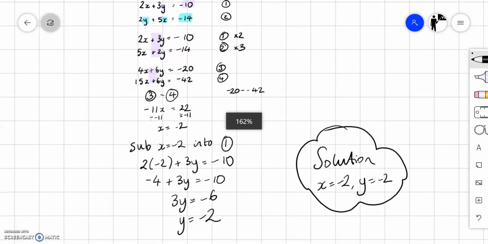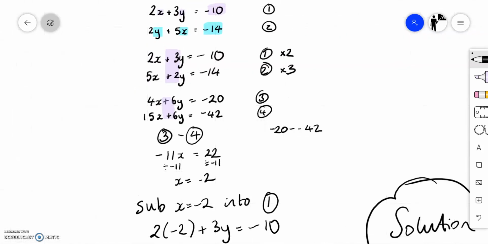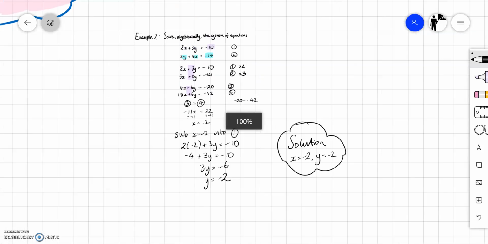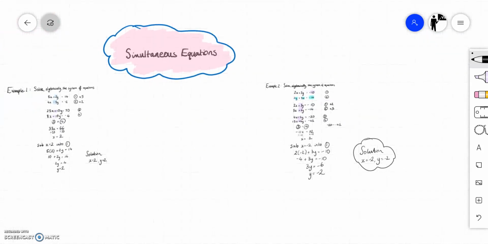Okay, so your strategy is you want to try and get the same number in front of one of the letters. To do that, you're going to need to scale each equation in order to achieve that. Choose to either add or subtract, solve to work out the unknown, and then substitute that value into your original equation. Hopefully that was helpful.